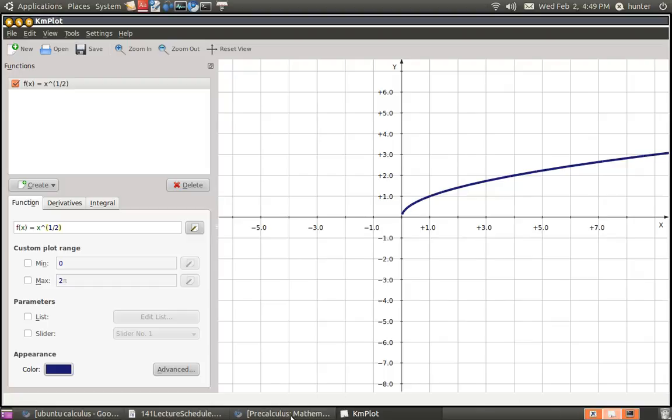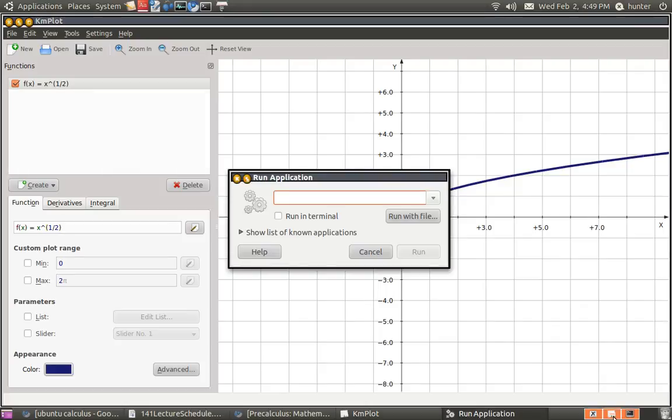Am I not going anywhere? Sometimes it freezes up. Oh, and it's frozen now. Let me see if I can turn it off. Oh, sorry, I'm going to have to quit.